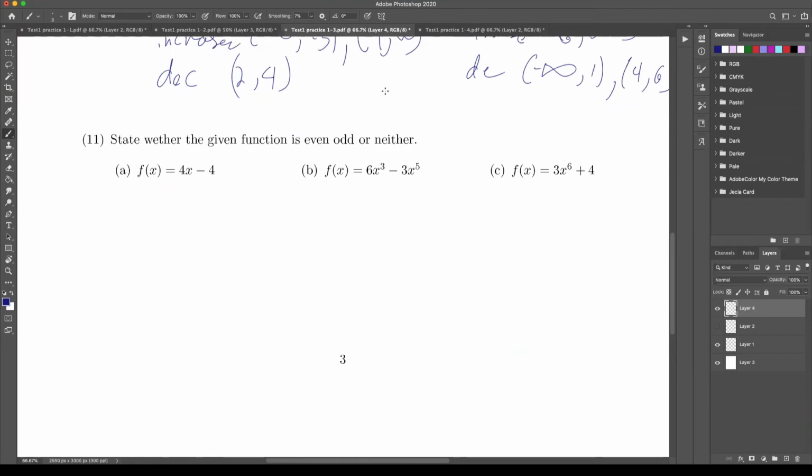Eat this. So in this case, we're just going to look at these and we're going to type in minus f of x.